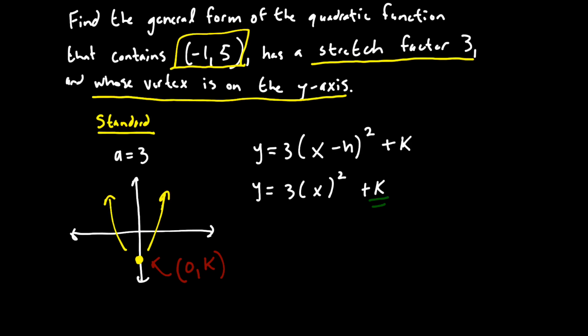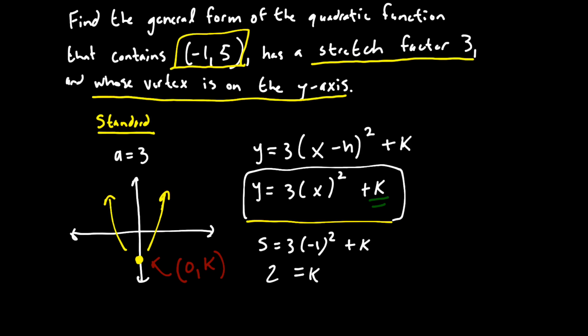So plugging in our information, we'll get that 5 is equal to 3 times negative 1 squared plus k, which means k is equal to 2. Well, now that we have k, we have the solution to our problem, because plugging k into this equation here, we'll get that this is equivalent to y is equal to 3x squared plus 2. And it turns out that this is both the standard form in this case, but also the general form.